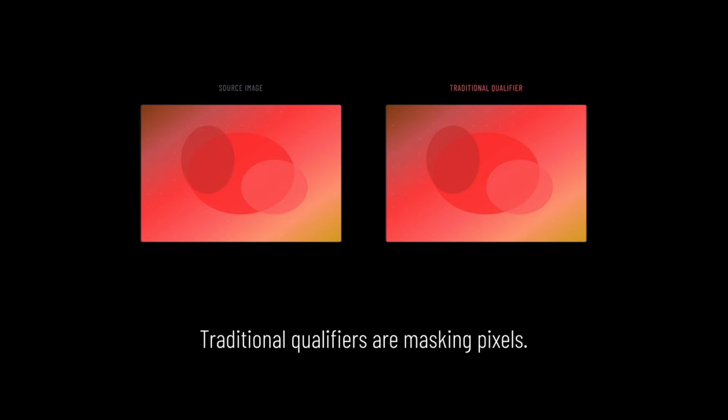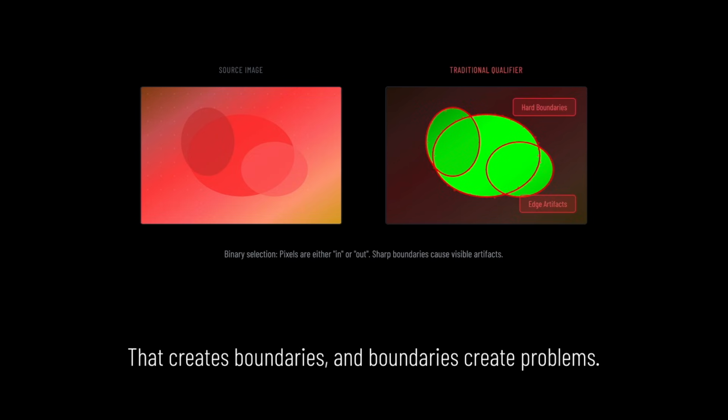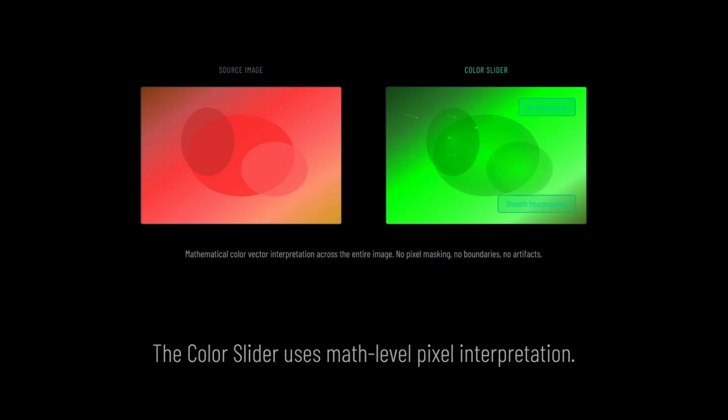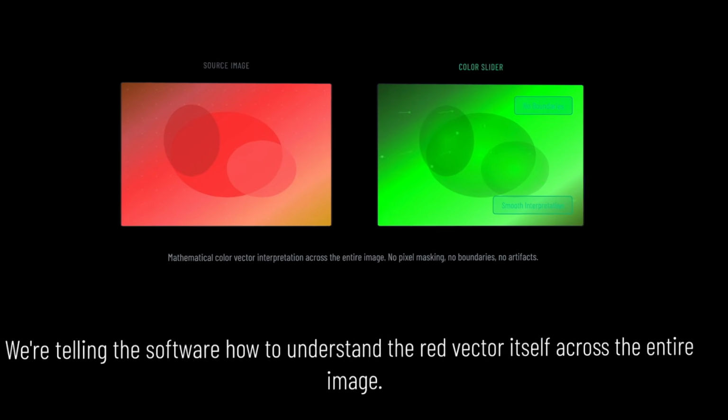Traditional qualifiers are masking pixels. They are saying select these red pixels and ignore everything else. That creates boundaries, and boundaries create problems. The color slider uses math-level pixel interpolation. We are telling the software how to understand the red vector itself across the entire image.